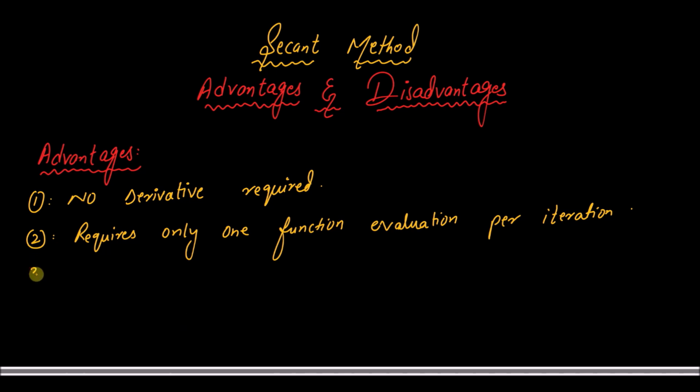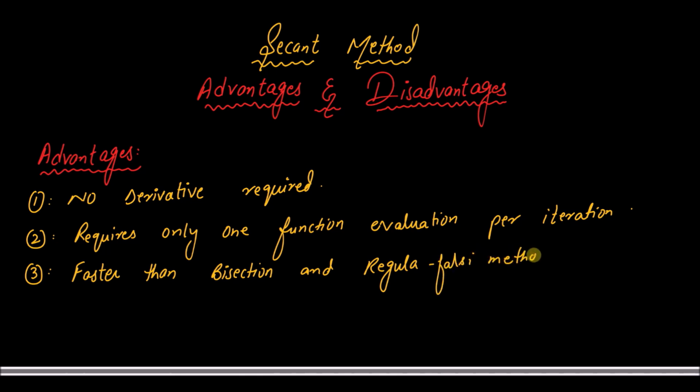Thirdly, we have faster than bisection and regular falsi method. So the secant method is generally faster than other bracketing methods, though its convergence is not quadratic like the Newton-Raphson method, but it's better than linear convergence, and we often call it superlinear convergence.